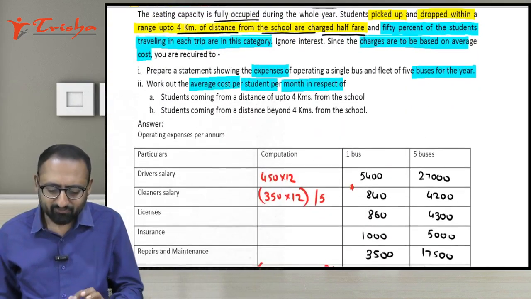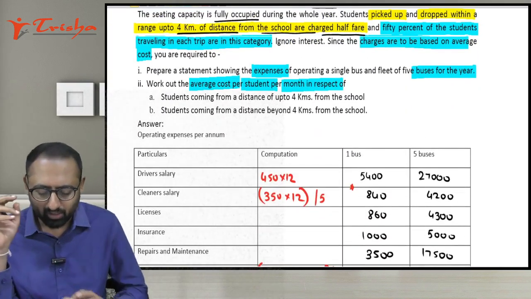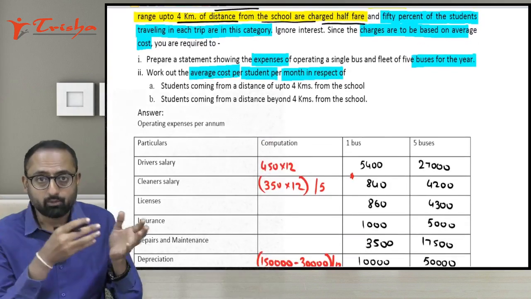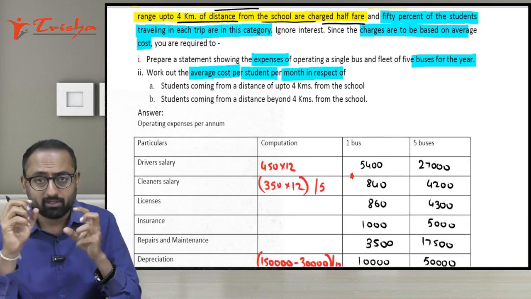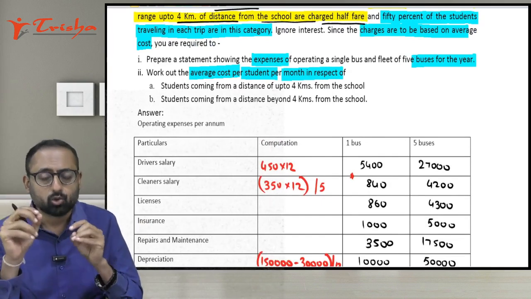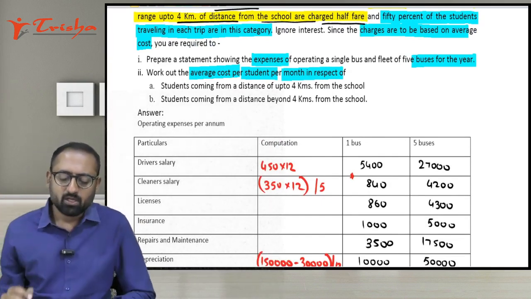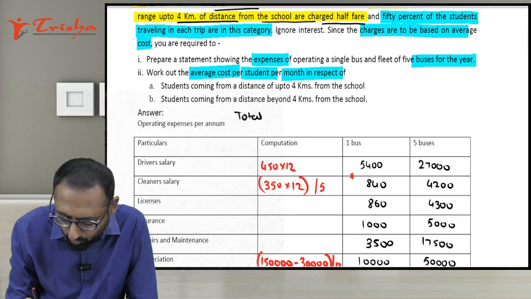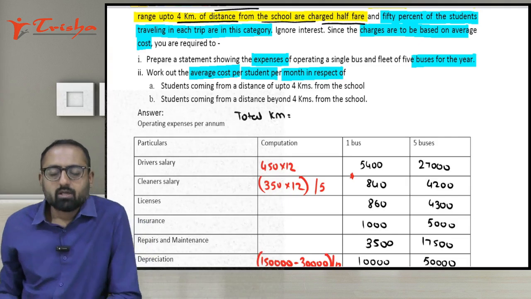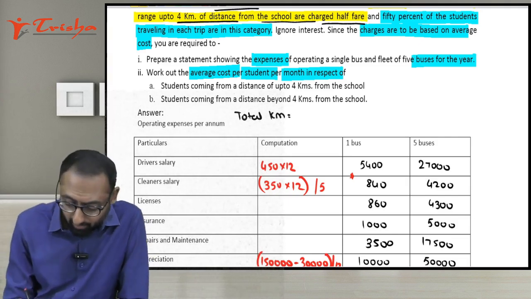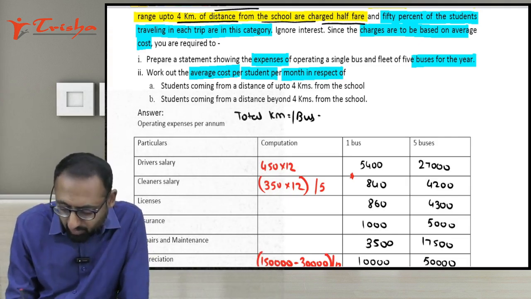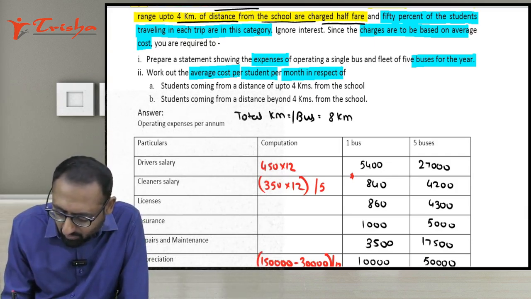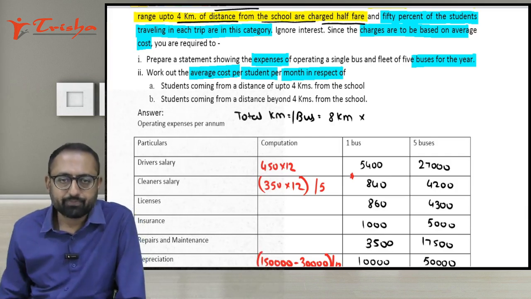So guys, boys and girls, first of all, to calculate the diesel cost, you'll have to first calculate total kilometers traveled. Now guys, some of the students will make a mistake. Per bus, suppose 8 kilometers one way, okay.